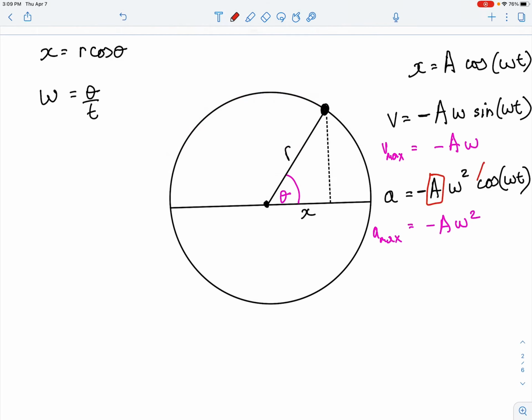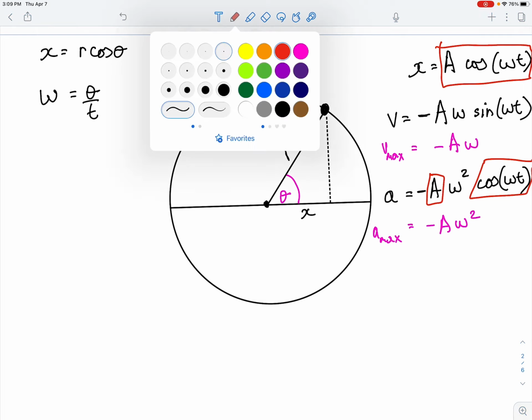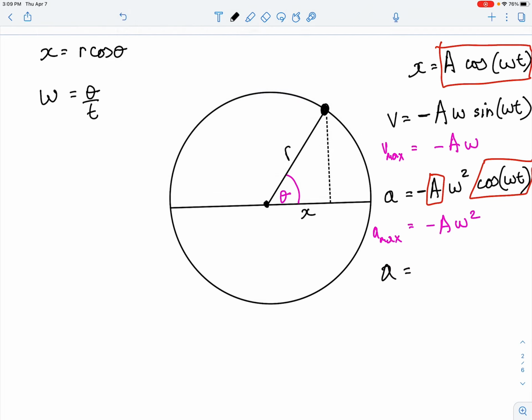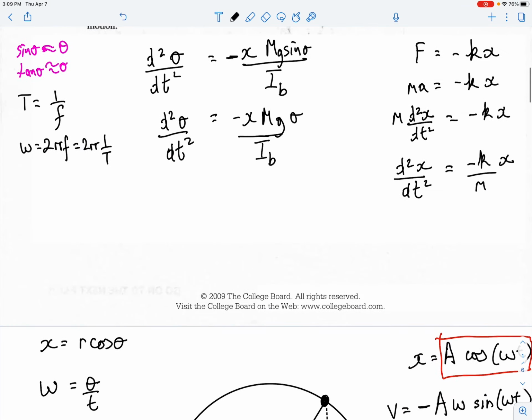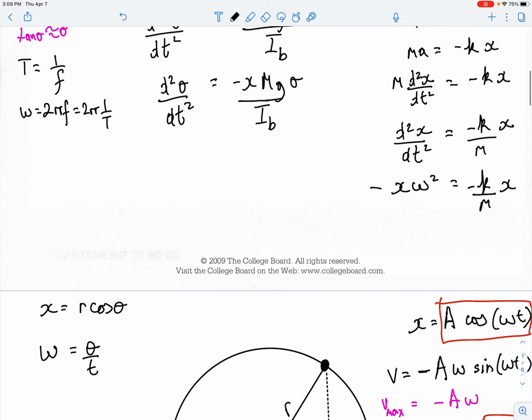This together is x. See? So I could rewrite a as minus x omega squared. Dope. So this is a. So instead of putting this here, I could put minus x omega squared is equal to minus k over m x.